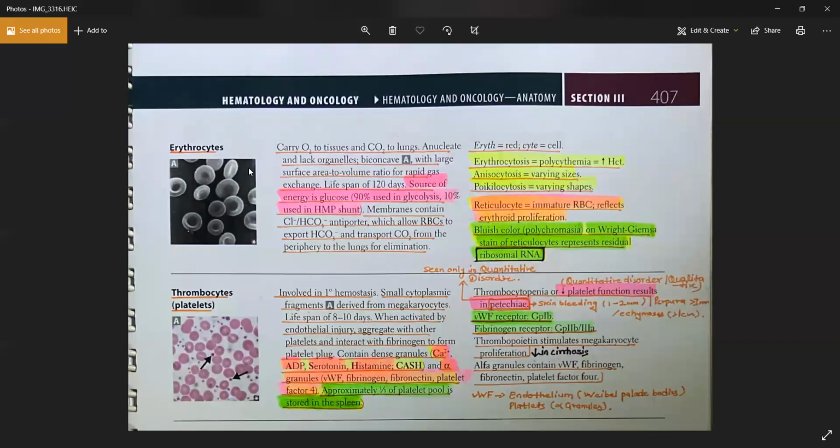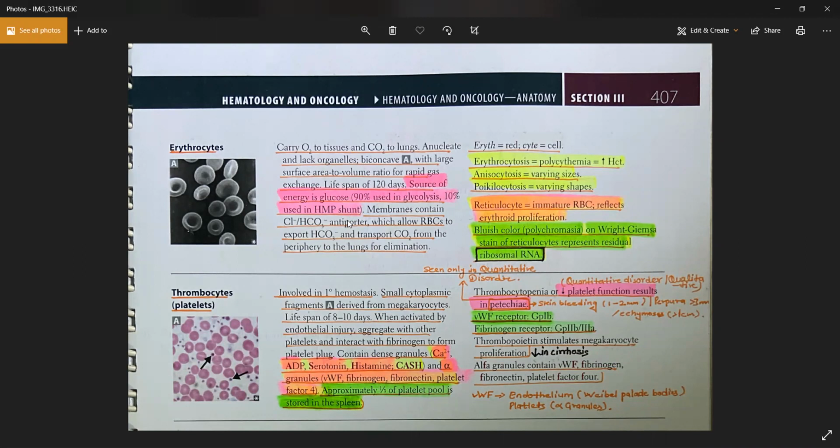Then comes the erythrocytes. The function of the erythrocytes is to carry the oxygen to the tissues and the CO2 to the lungs. They are anucleate. You guys already know that. They lack every organelle. They do not have any organelle. They do not have any nucleus. They are biconcave in shape so that the surface area could be increased, right?